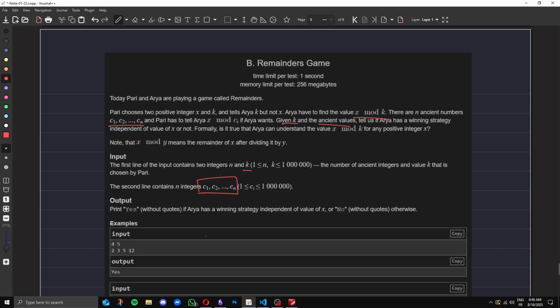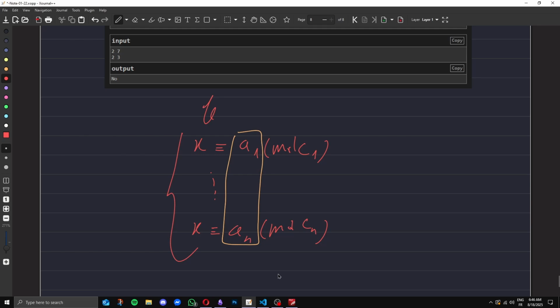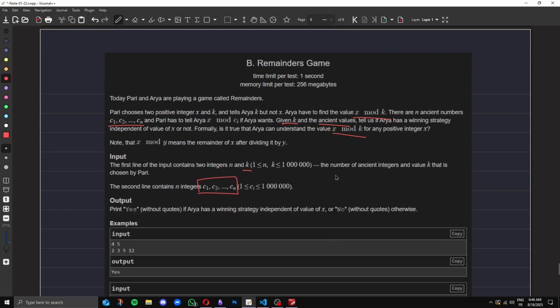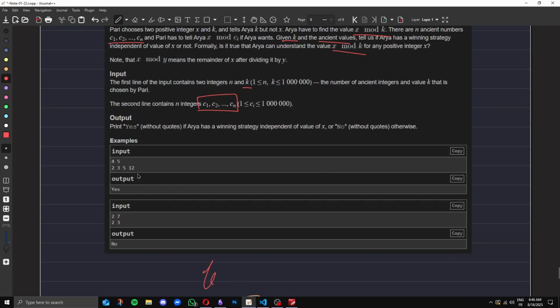All right, we are not tasked with finding x. We need to only say if Arya has a winning strategy independent of value x or not. So can she figure out the value of x mod k, knowing only this information right here? So we will output yes or no.